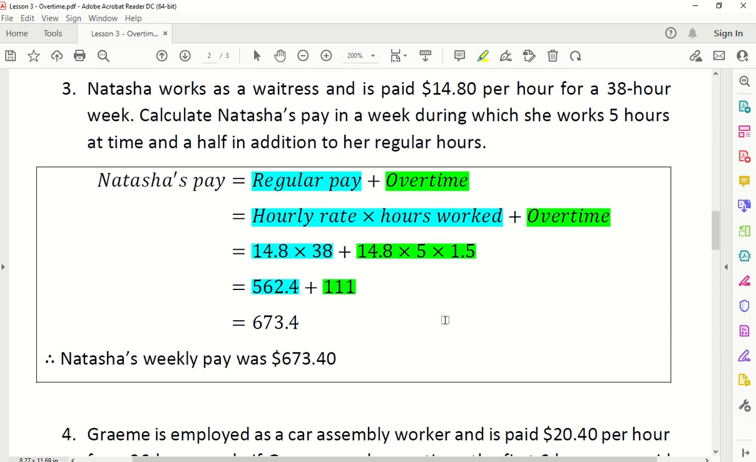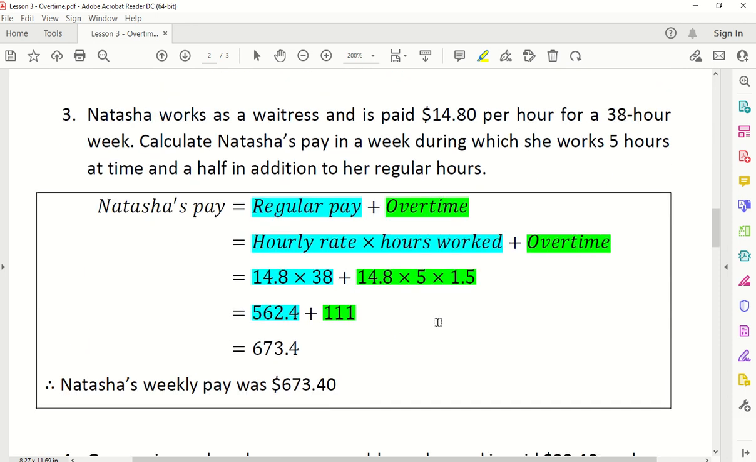So, example number 3. This is when it starts to get a little more complicated. Natasha works as a waitress and is paid $14.80 per hour for a 38-hour week. Calculate Natasha's pay in a week in which she works 5 hours at time and a half in addition to her regular hours. So she's not working on a weekend, she's just doing extra shifts.